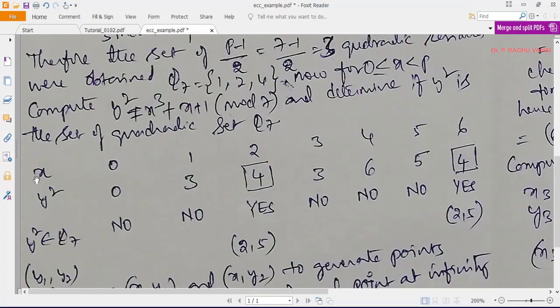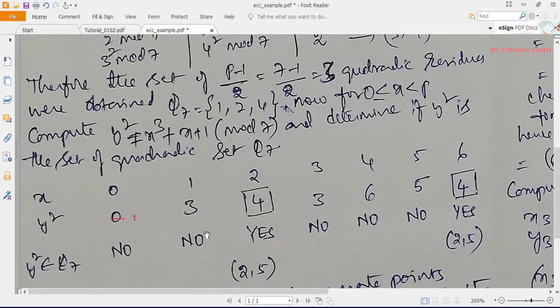So now x is equal to 0. For 0, if you place it in this equation, then 0 cube plus 0 plus 1, which is 1 mod 7. Please make note of this, a small correction. It is not 0 actually, this is 1, because 0 cube plus 0 plus 1 is 1 mod 7. So 1 mod 7 is 1, and here next one is 1.